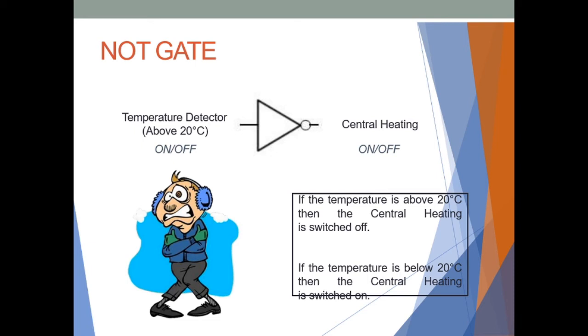If the temperature is below 20 degrees Celsius, then the input to the gate is 0, that is off. Then the central heating is switched on. Is it clear?